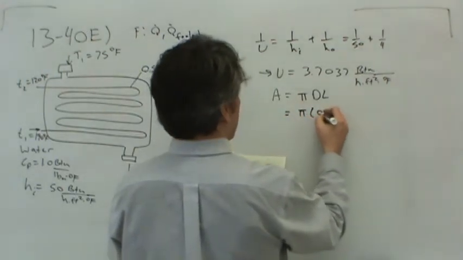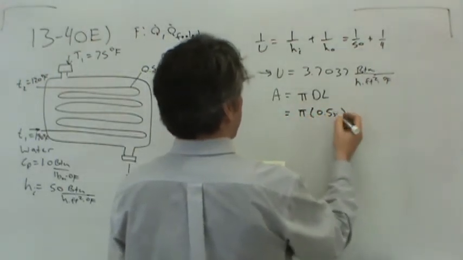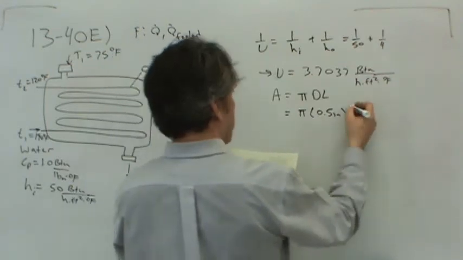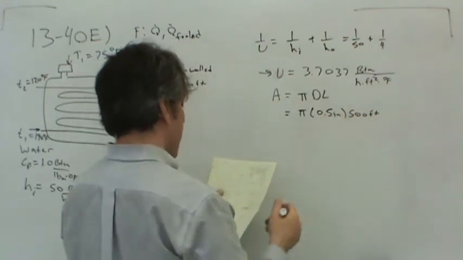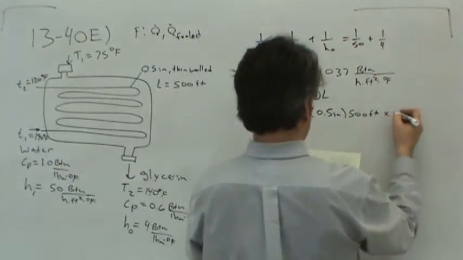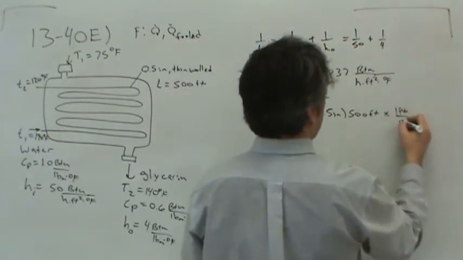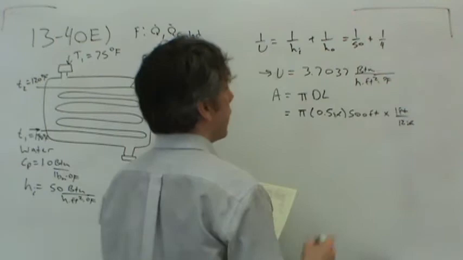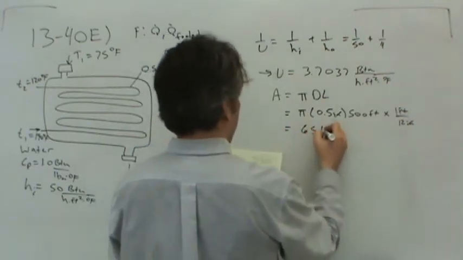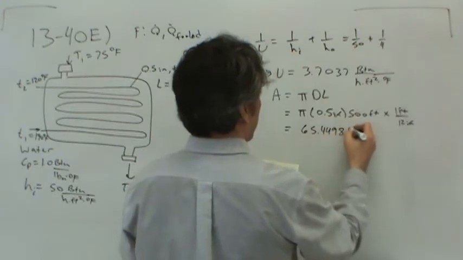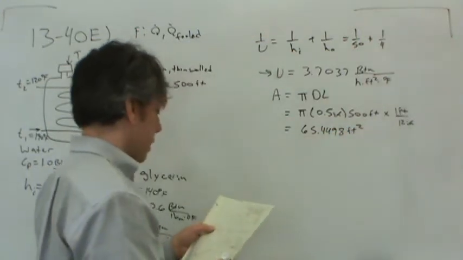It's pi times 1/2 inch. Okay, that's the diameter of the tubes multiplied by 500 feet. Of course, we've got a units mismatch here, feet and inches. We need feet squared, so let's just multiply by 1 foot per 12 inches. The inches will go away, and our area will be in square feet. It comes out to 65.4498 square feet if you want that many decimal places.